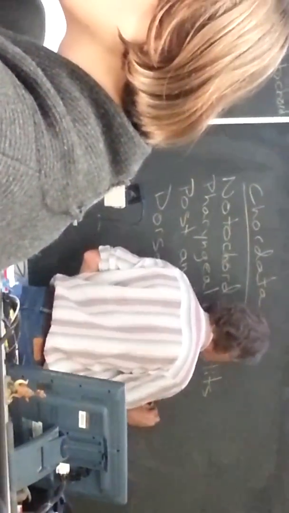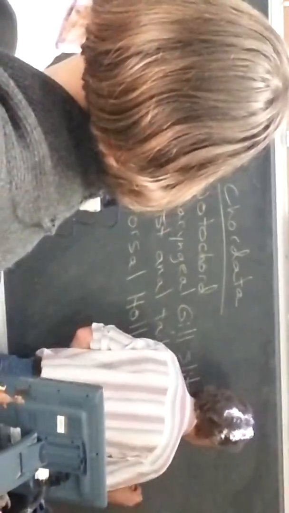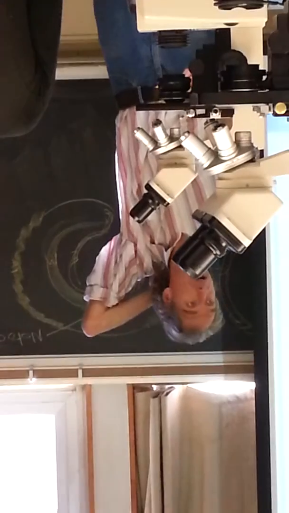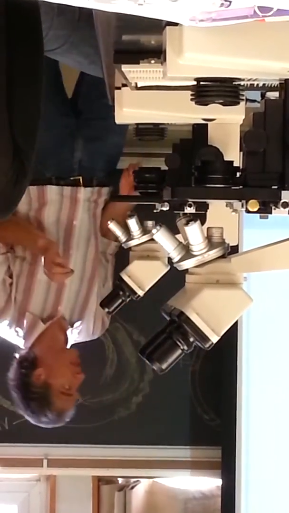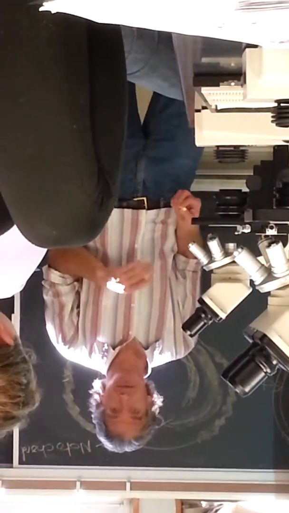Let's see. Oh, right. What am I forgetting here on these guys? We all have a dorsal hollow nerve cord. Now remember that protostomes, all the invertebrate guys that we looked at, have a solid nerve cord that runs down their belly. We, on the other hand, have a nerve cord running down our backside, dorsal, and it's hollow. And there's a reason that it's hollow, and we're about to figure that out.